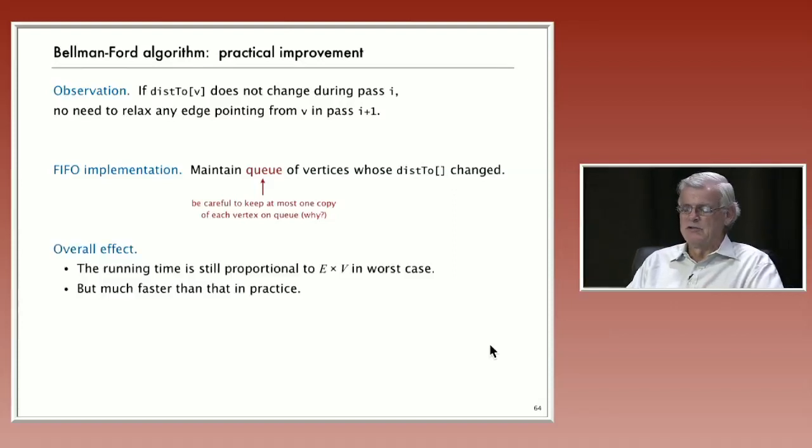But that's easy to do with a vertex-indexed array to keep track of that. And so in the worst case, you could have all the vertices on the queue and therefore all the edges relaxed in every one of the V passes. But in practice, not too many vertices really get relaxed.